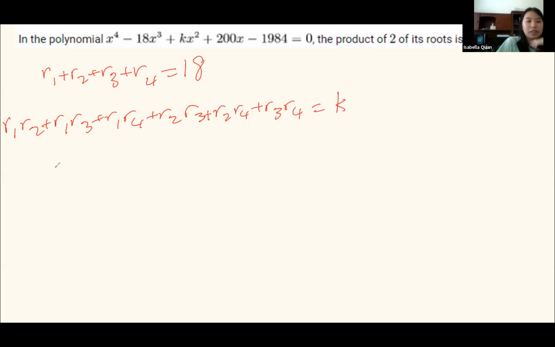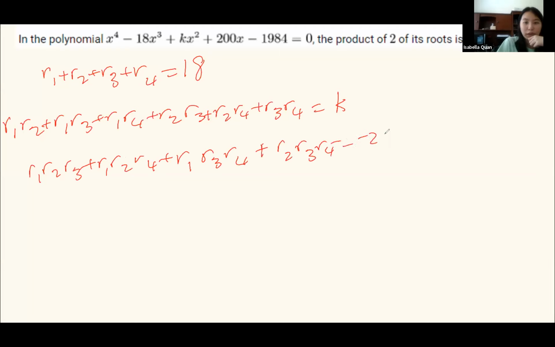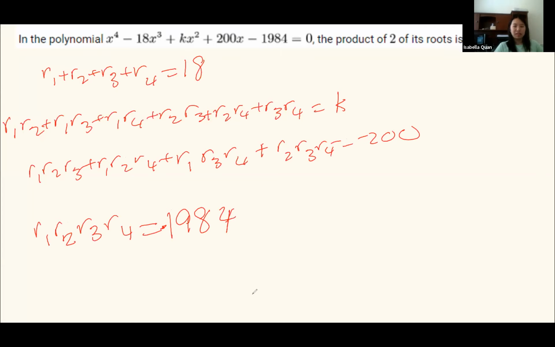K. R1, R2, R3 plus R1, R2, R4 plus R1, R3, R4 plus R2, R3, R4 is negative 200, and all of them multiplied together is 1984. Negative, positive, negative, positive. So it's negative, actually. Oh, this negative stuff is kind of annoying.